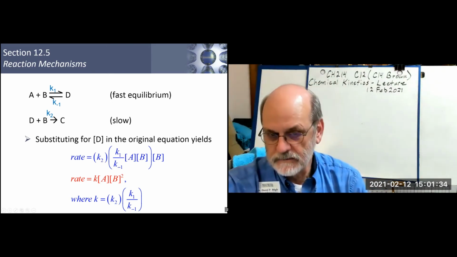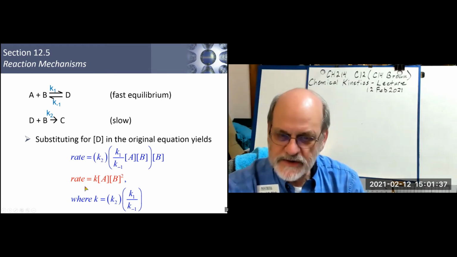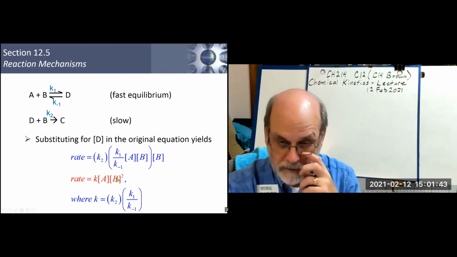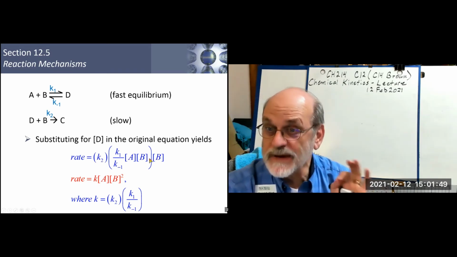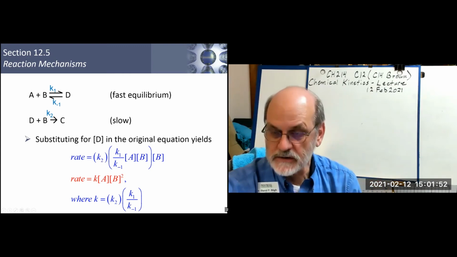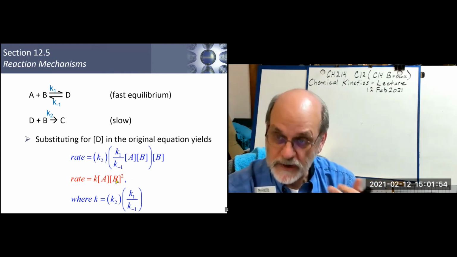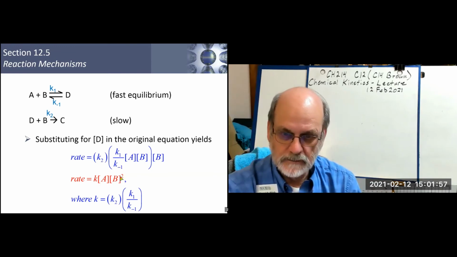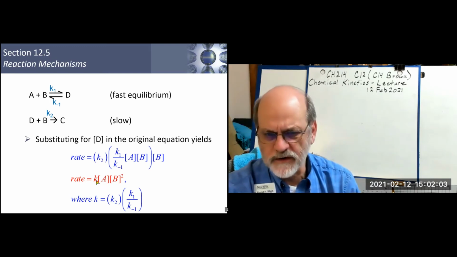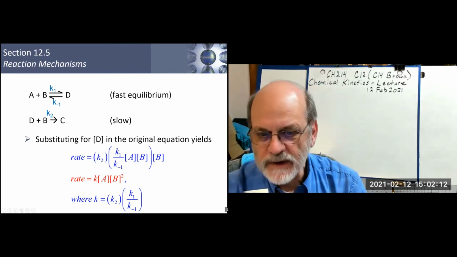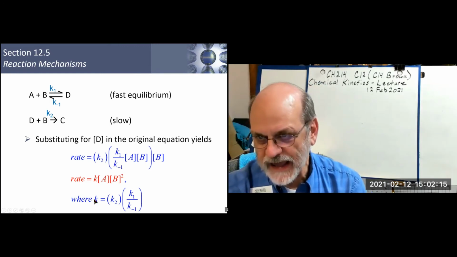Then we just resolve it, right? So why can we say it's K times A times B squared? First order in A, second order in B, because we have two B's here, and these are elementary expressions, right? So if there are two of them, we can say the order is 2. We can only say order 1 here. But where did this K come from? Well, it's a combination of this K and that K. Those are elementary step Ks, and this is the overall K.